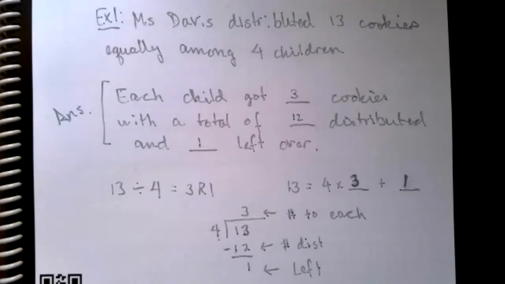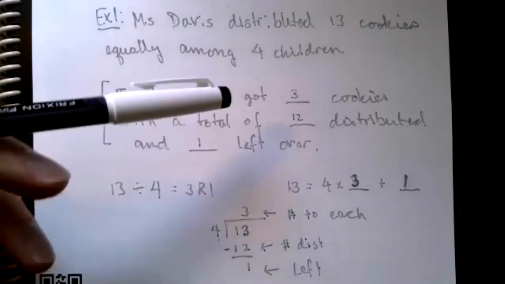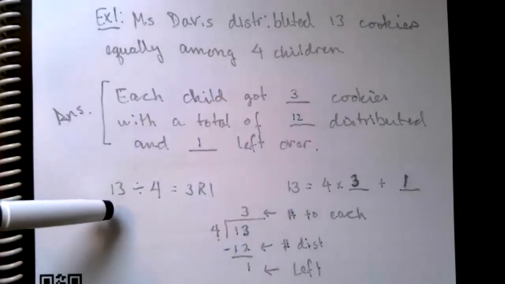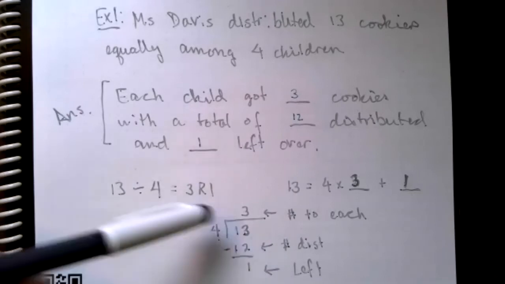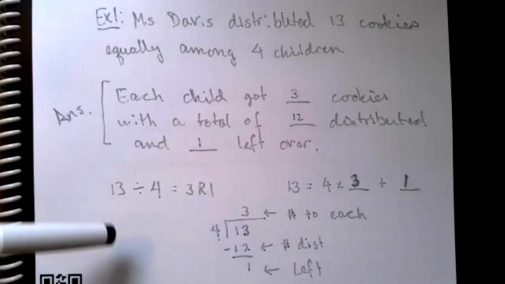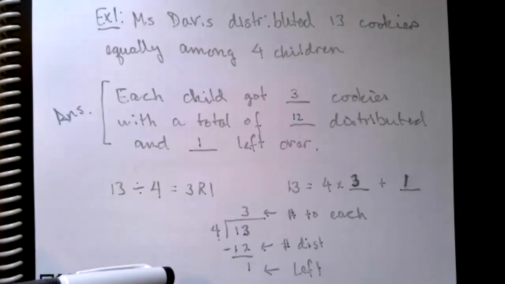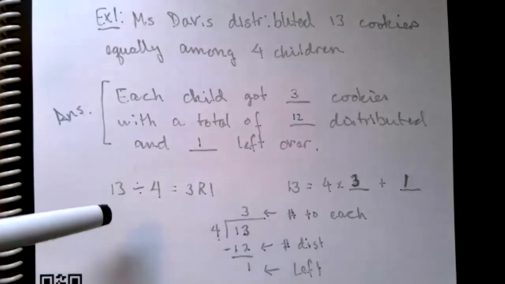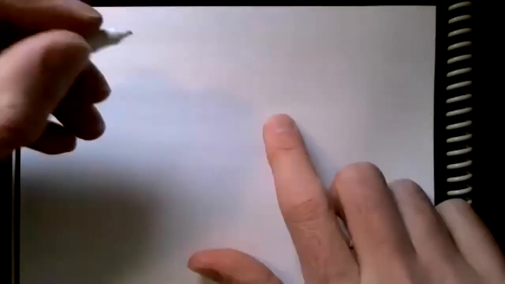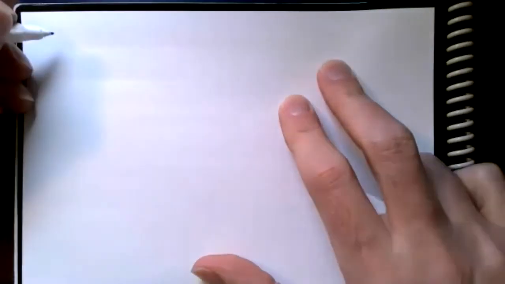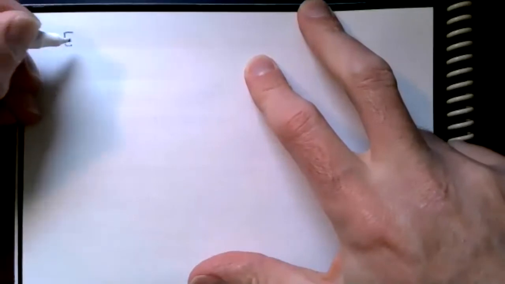All right, now, this was a little bit easier because it just involved my single-digit multiplication facts. I just needed to know my multiples of 4, and I had to get as close as possible to 13. Okay, let's do something like this. This is also using the partitive approach.